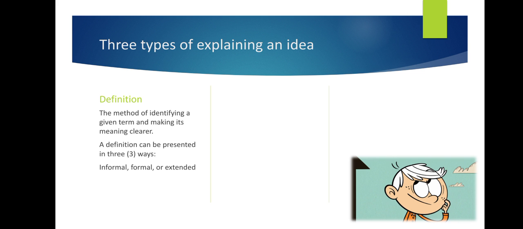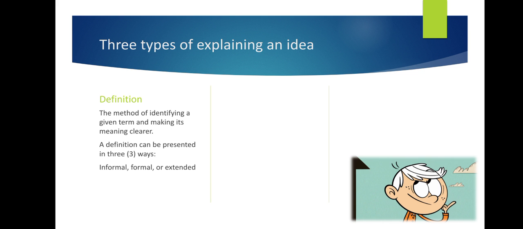Lastly, extended. From the name itself, it is a detailed way of defining a term and is usually composed of at least one paragraph. This type of definition actually incorporates various patterns of development. So you can actually mix informal and formal in extended. You can do a compare and contrast. You can do descriptions, classifications, cause and effect, process, and functional analysis to your explanation. So that's how you do an extended definition.